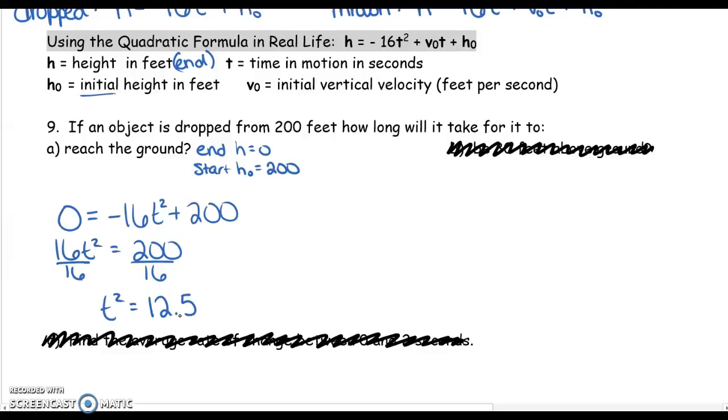How do we undo the square? Square root. Normally we put a plus minus in front of the square root, but think about it. Can we have negative seconds? No. At least we haven't invented the time machine yet, so no. So square root of 12.5 on your calculator. The square root button is the second function of your square button. 3.54 seconds.